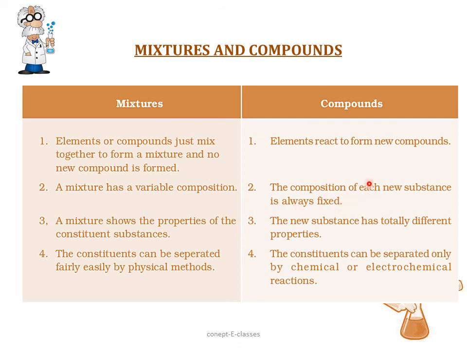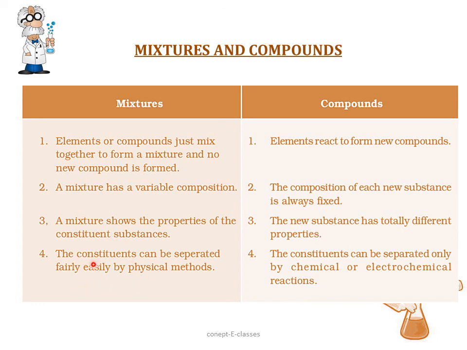whereas in the case of compounds, the composition of each substance is always fixed. Say for example H2O or carbon dioxide, that composition, that is one atom of carbon and two atoms of oxygen, so that ratio is always fixed. In the case of mixtures, it shows the properties of the constituent substances. So take the same example of salty water. Throughout, the mixture shows the properties of salt and water, whereas in the case of compounds, the new substance has a totally different property. Here we took the example of carbon dioxide. Carbon dioxide doesn't show any properties of both carbon and oxygen. It is completely different.